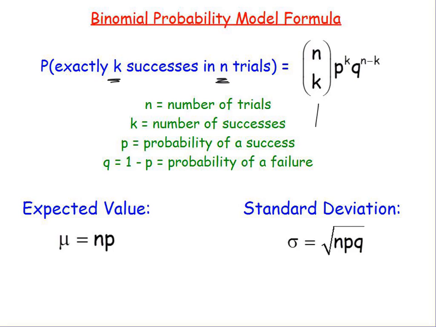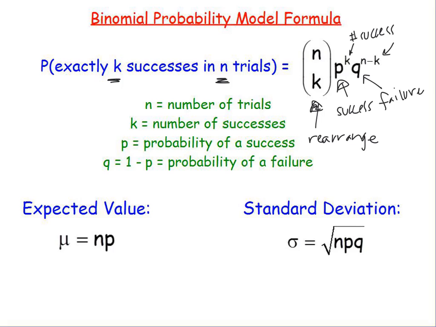So this first part here that we discussed, the combination, takes into account all of your different ways of rearranging. Okay, so these are your rearranging options. This here is your success probability, and K is simply the number of successes. Q is your failure probability, and this N minus K is just your number of failures.